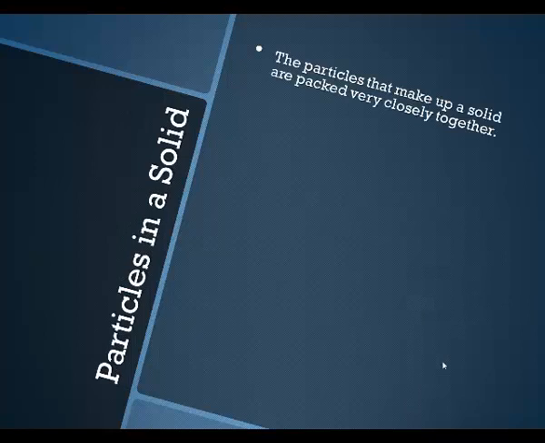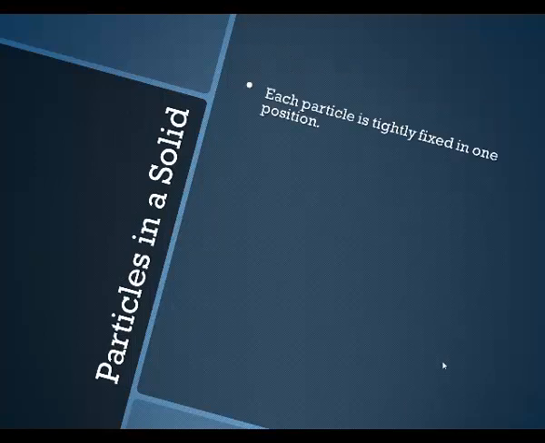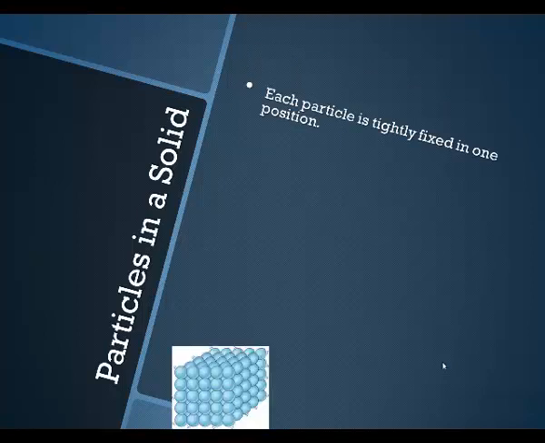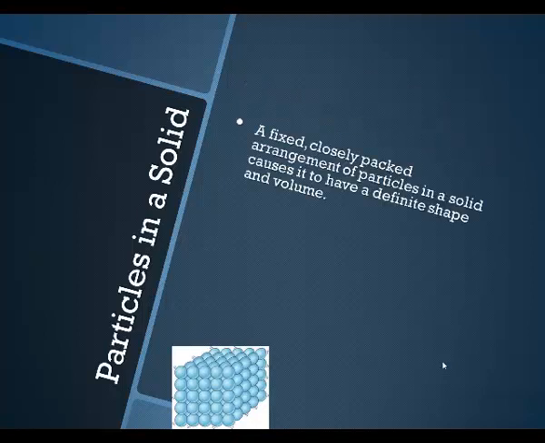Particles in a solid. The particles that make up a solid are packed very close together. Each particle is tightly fixed in one position. A fixed, closely packed arrangement of particles in a solid causes it to have a definite shape and a definite volume.